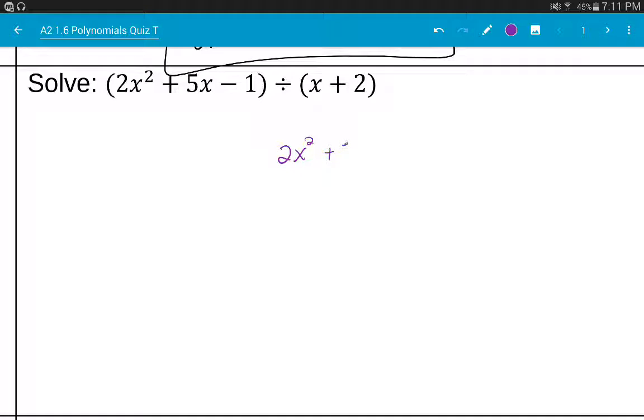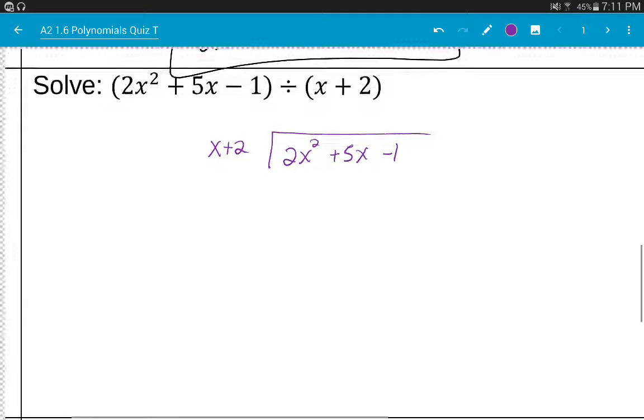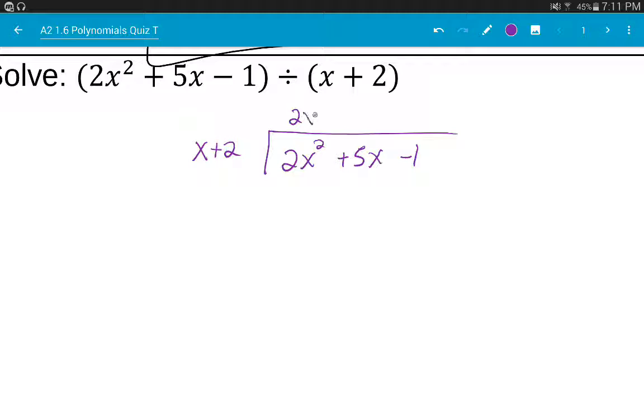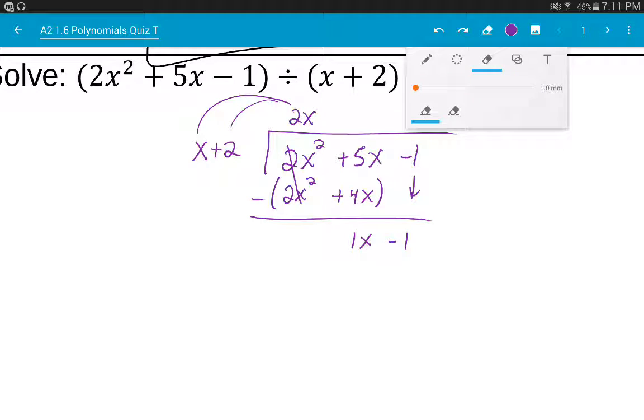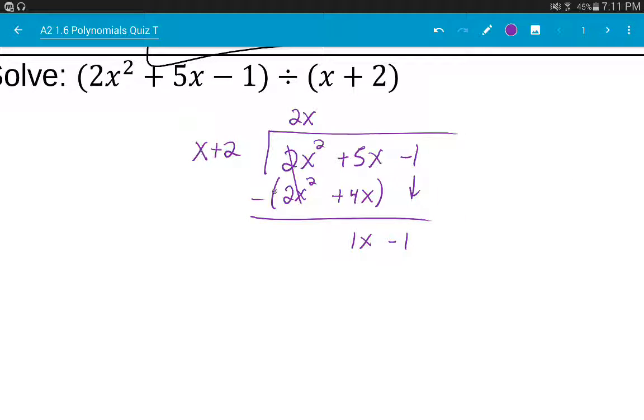2x squared plus 5x minus 1, all divided by x plus 2. X goes into 2x squared 2x times. Distribute that down. Gets me 2x squared plus 4x, parentheses and subtract. 5x minus 4x is 1x minus 1. That eraser's way too big. Okay. X goes into 1x one time. 1 distributed over gets me 1x plus 2, parentheses subtract. Negative 1 minus 2 is negative 3.